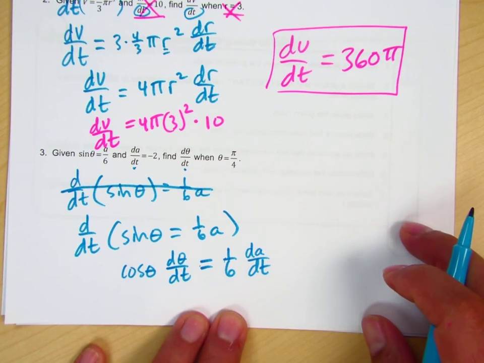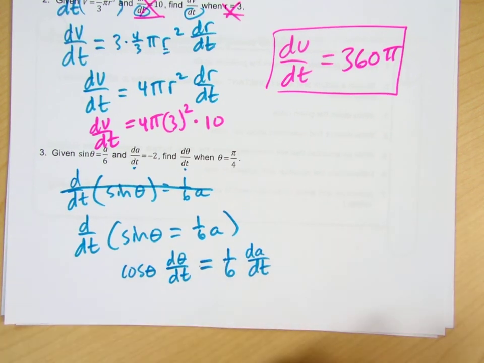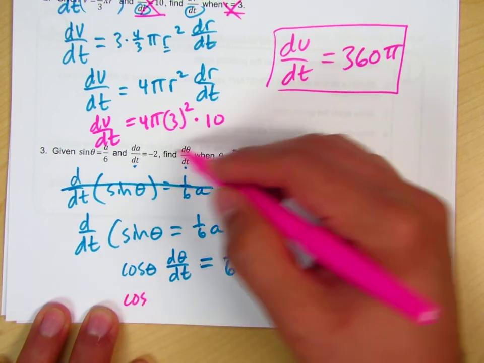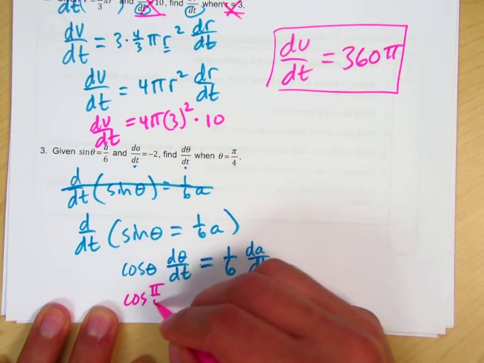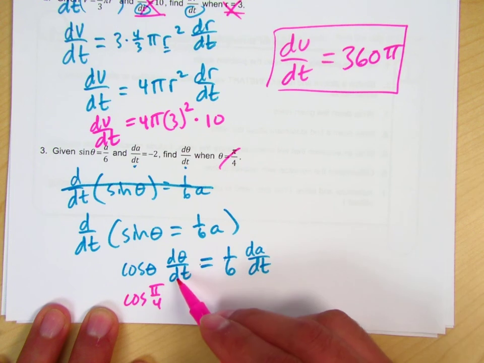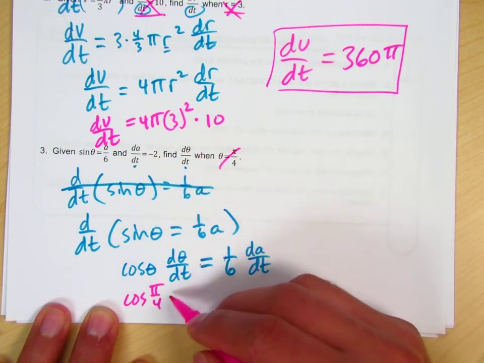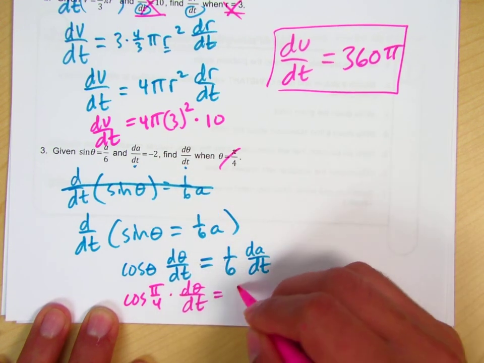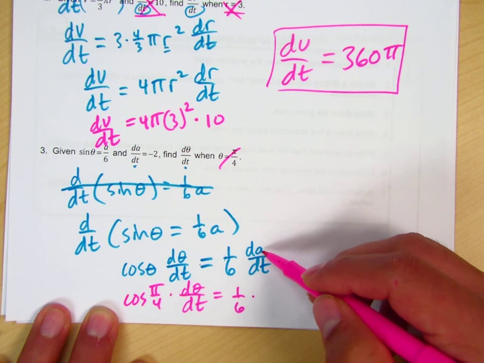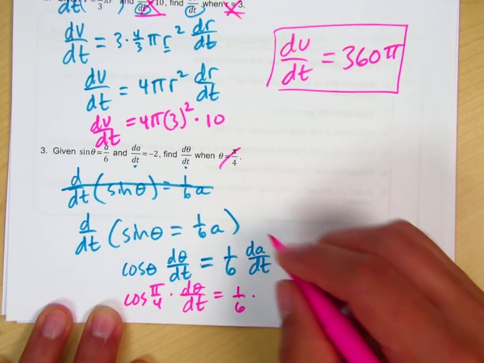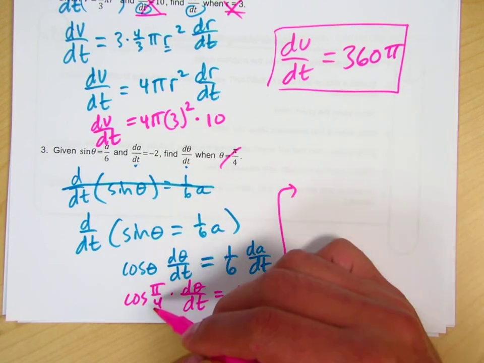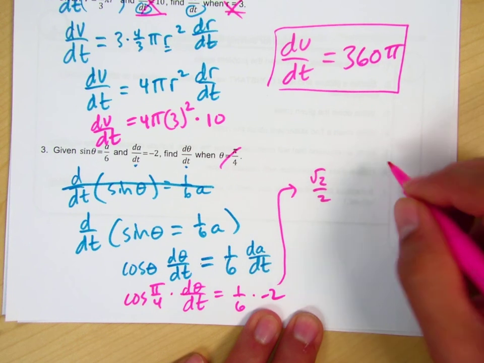And now let's plug in what we got. Cosine theta. We know theta is pi over 4. So I've used that. d theta dt, I don't know, so that's going to stay there for now. Then I got 1/6. And now dA dt is right here. It's -2. So now let's continue simplifying. The cosine of pi over 4 is root 2 over 2.